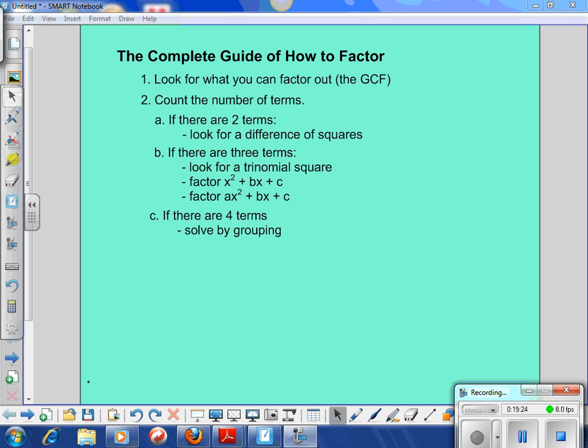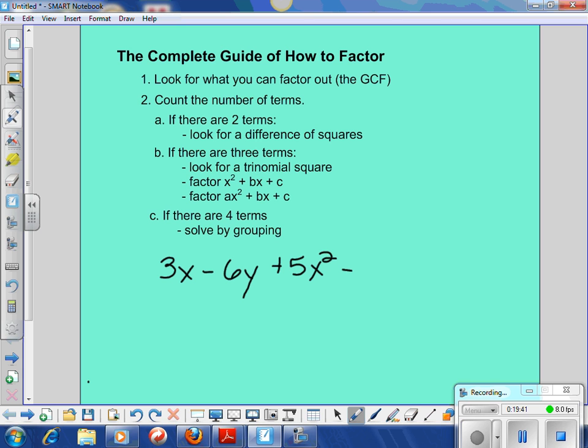Okay, so now let's look at when there are 4 terms. And again, we already did this when we factored the ax squared plus bx plus c. But let's go look at it. Let's take 3x minus 6y plus 5x squared minus 10xy.